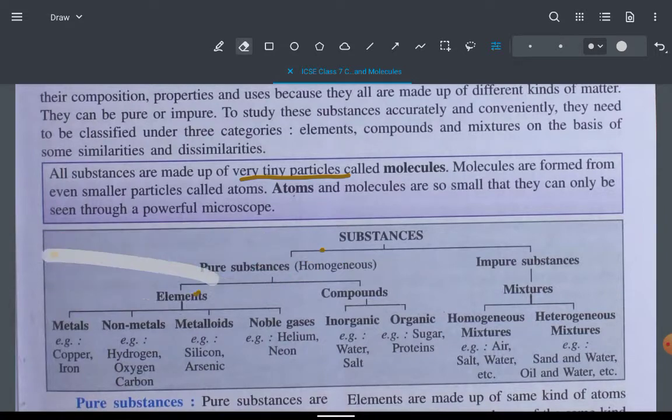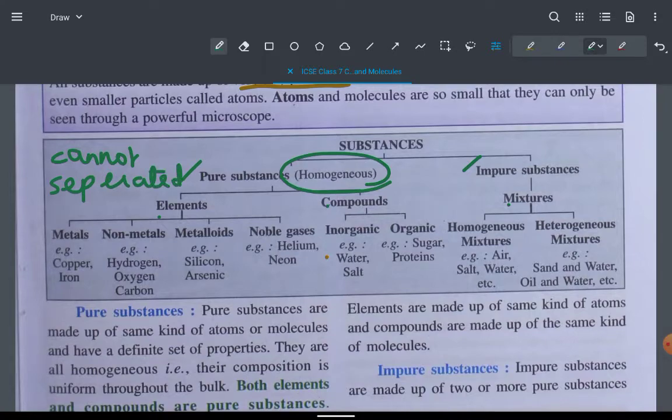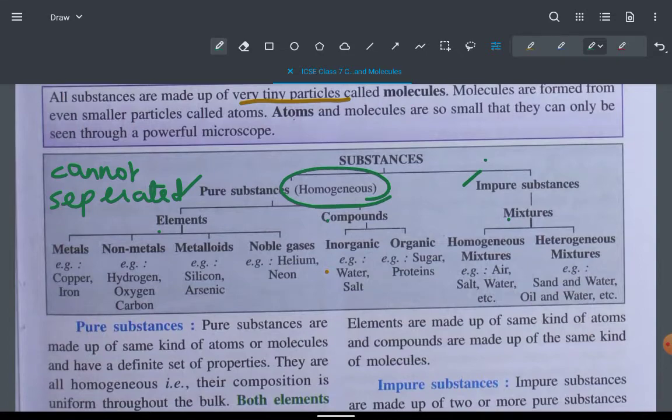Now let us go on to the classification of substances. Substances are of two types. They can be pure substances or impure substances. Pure substances are such as elements and compounds, and impure substances are mixtures. Pure substances are homogeneous. By homogeneous you mean that they cannot be separated, alright? They are mixed in such a way that they cannot be separated. Impure substances can be separated, alright?